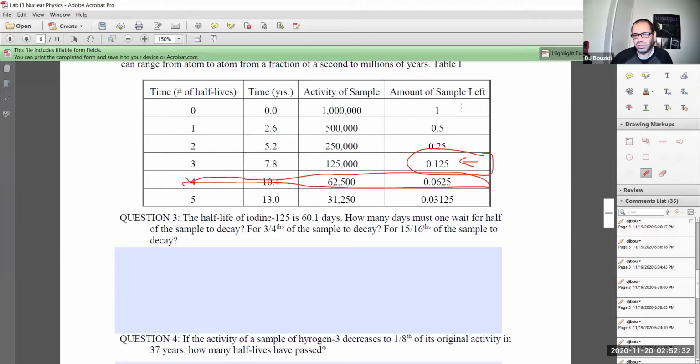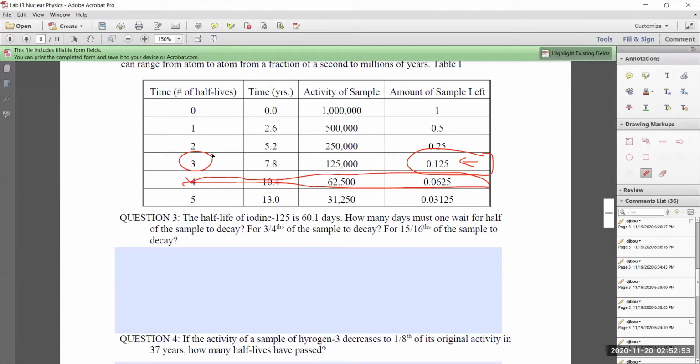Here is 1/8. This is 1, this is 1/2, this is 1/4, this is 1/8, this is 1/16, this is 1/32. Okay? So now, 1/8 is here. That's all we're left with. That means we went through 3 half-lives. Correct? So 37 years is 3 half-lives. So that's how we got this number of 12 and point something.